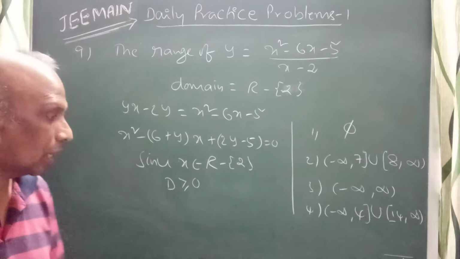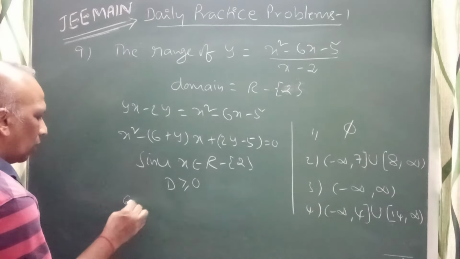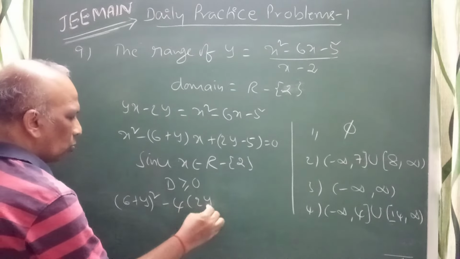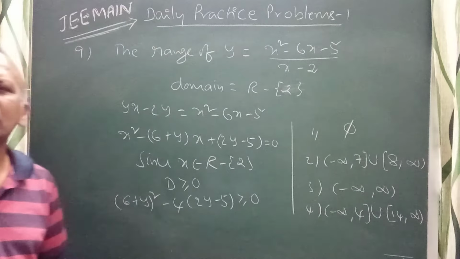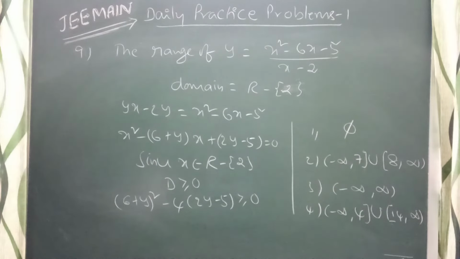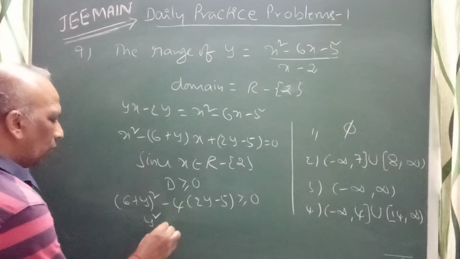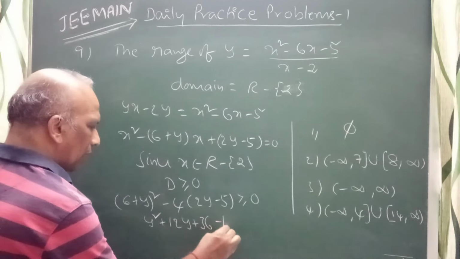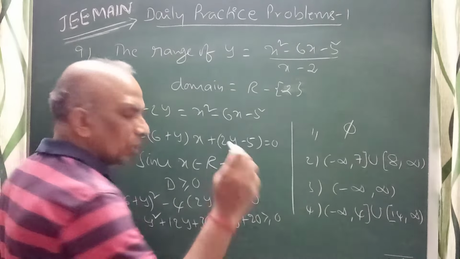The discriminant is greater than or equal to 0. If you consider the discriminant, b square, you will get (6 plus y) whole square minus 4ac, 4 into (2y minus 5), greater than or equal to 0. I get this expression here, it should be greater than or equal to 0. I can simplify this, you will get y square plus 12y plus 36 minus 8y plus 20 greater than or equal to 0.